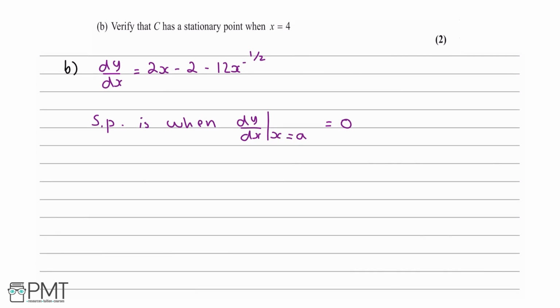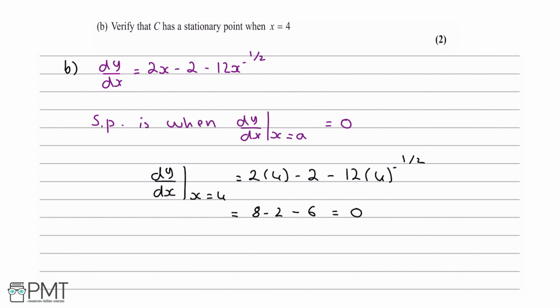So let's do that. dy by dx at x equals 4 equals, so now let's plug in our x values. So we have 2 times 4 minus 2 minus 12 and then 4 to the minus 1 over 2. So let's start simplifying. So we've got 8 minus 2 minus 12 times 4 to the minus a half. 4 to the minus a half is the same as 1 over root 4, which is 1 over 2. So minus 12 times 1 over 2 gets us minus 6. And this, in turn, equals 0.